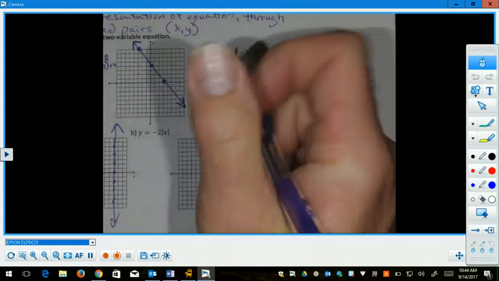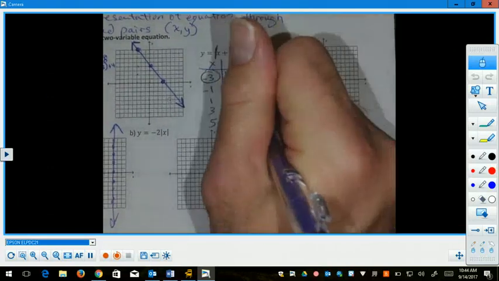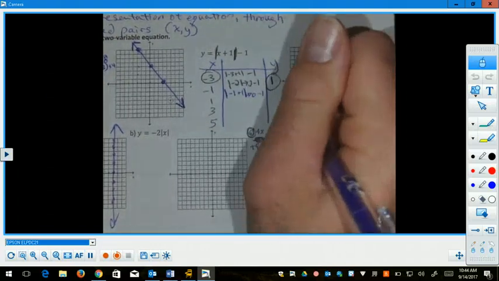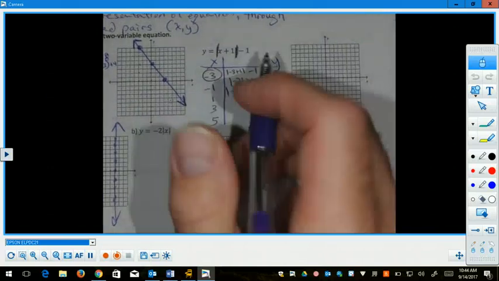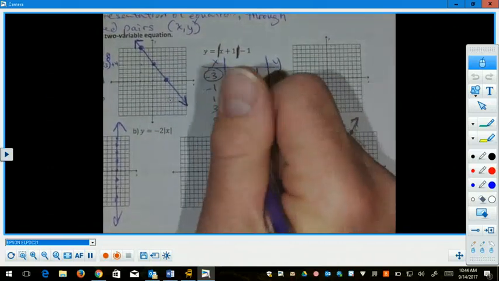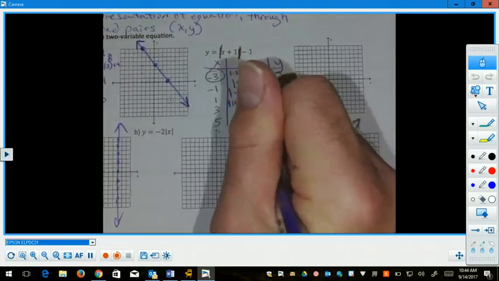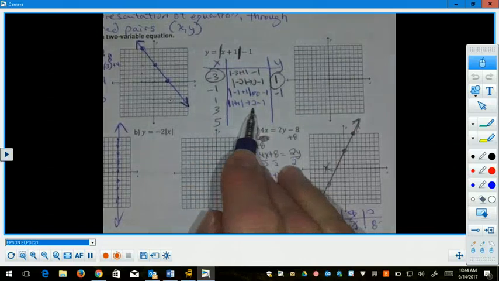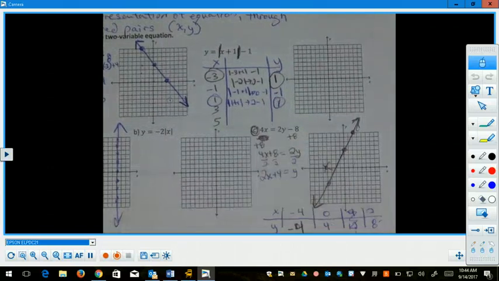For my next point, I'm going to plug -1 in for x. So I have -1 plus 1, which is 0. Minus 1 is -1. For my next point, I'm going to plug in a 1. 1 plus 1 is 2. The absolute value of 2 is 2. Minus 1 is 1. So I have 1, 1.